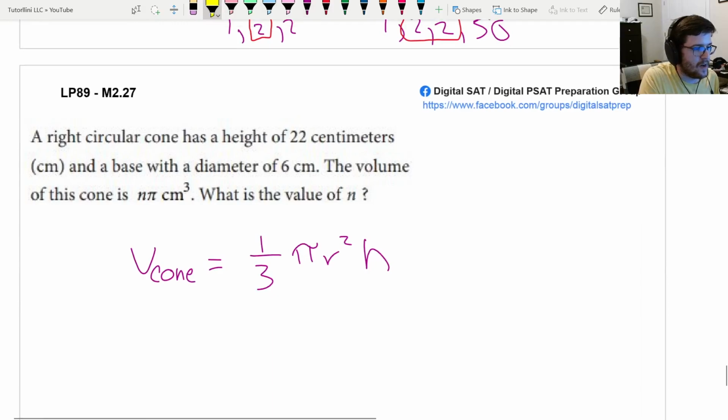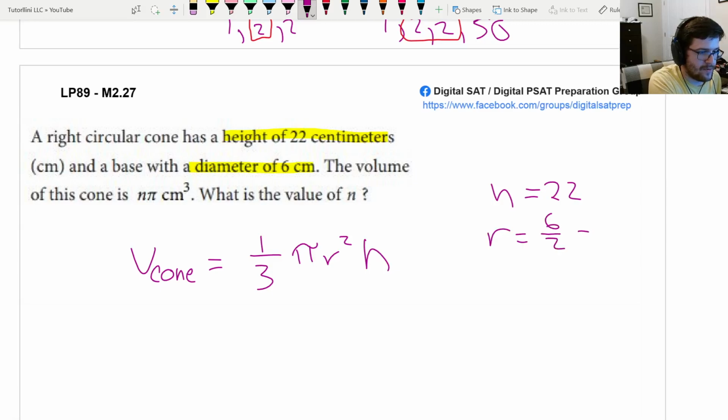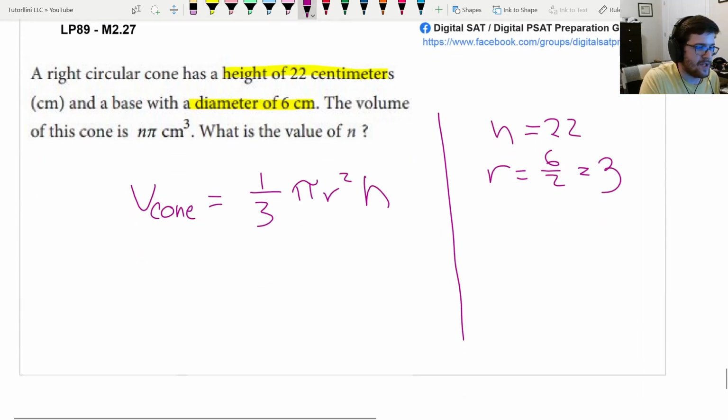So the height, they say, is 22. So let's write that down. And this is the diameter. So the radius is half the diameter. So 6 divided by 2, which is actually 3. So the radius is 3. Just be careful with that. All right, let's put these numbers in.